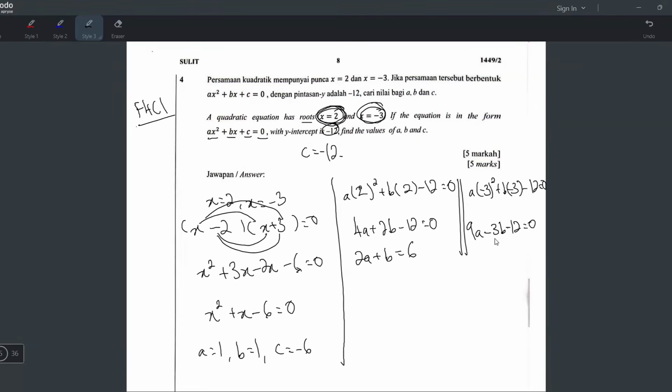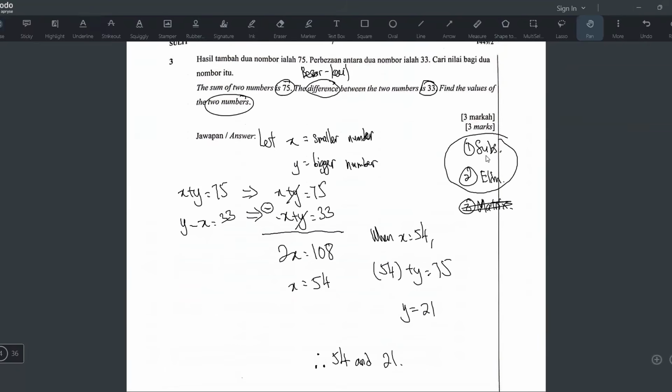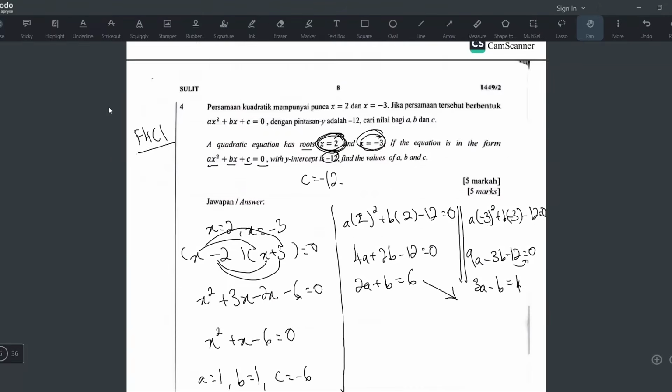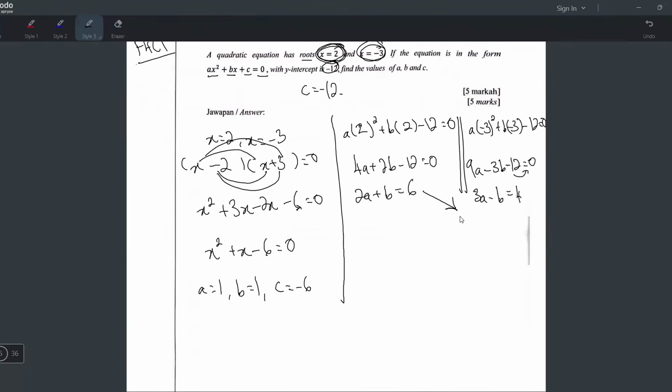Here I divide by 3. So 9 divided by 3 is 3a. Divide by 3 gets negative 1b. Negative 12 I move first. After moving it becomes positive 12, then divide by 3 becomes positive 4. Okay. And now I think I will do elimination again. Yeah, because there's 3 methods. Remember just now I told you for simultaneous you can do substitution, elimination or matrix. Okay, but this one I will do the elimination also.